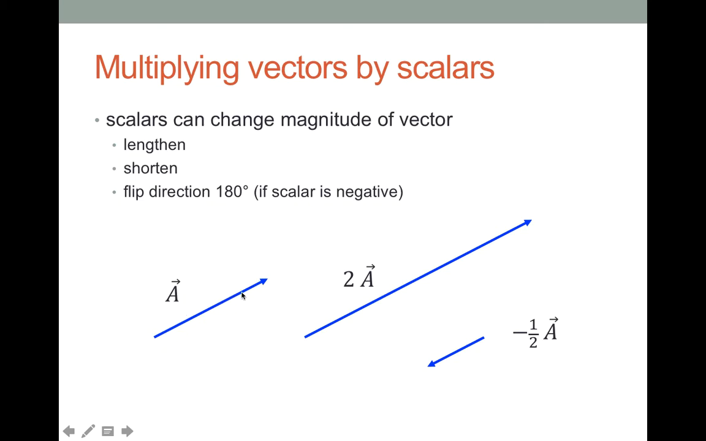So if this is vector A and I multiply it by the scalar 2, all I do is take vector A and double its length. If I multiply it by minus 1/2, I both shorten it and, notice, I flip the direction around. And that is just taking a vector and multiplying it by a scalar.